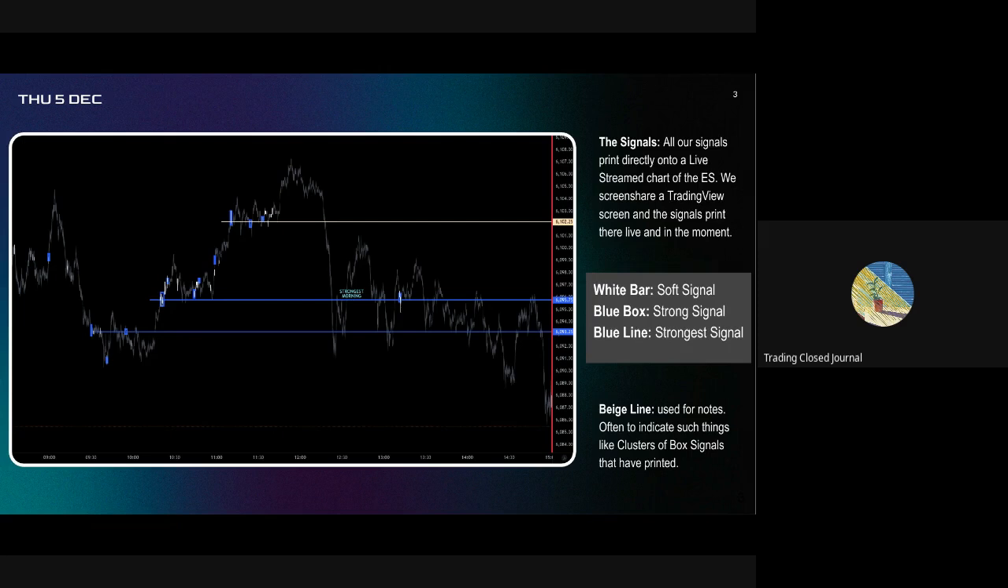And then the final element you see on a chart will be these beige lines, which you can see up here. They're not so much signals, but rather notes that we put on. We're aware that some people will sit on the stream and then go for lunch and come back, or maybe need to do some stuff. So there are key areas that we like to mark. We use these beige lines as notes. Sometimes we have these little arrows as well, just as a way of showing people, look, if you were away, this is something that you missed.